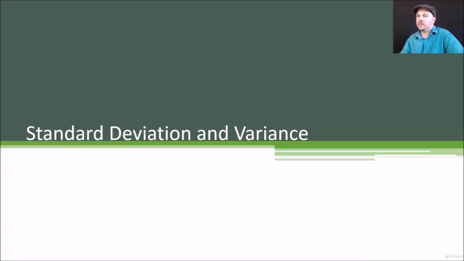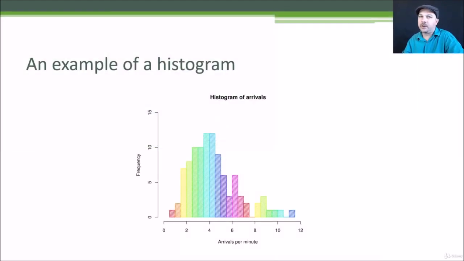Let's talk about standard deviation and variance, two fundamental quantities for a data distribution that you'll see over and over again in this course. So let's see what they are if you need a refresher. Again, let's look at a histogram, because variance and standard deviation are all about the spread of data, the shape of the distribution of a data set.